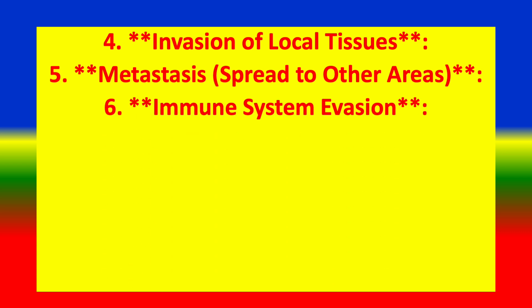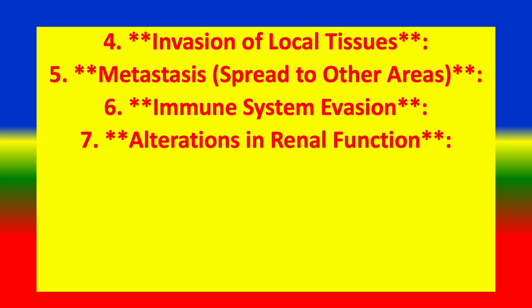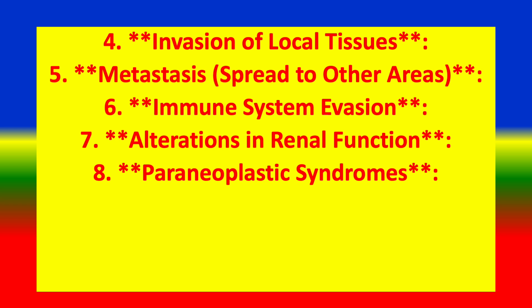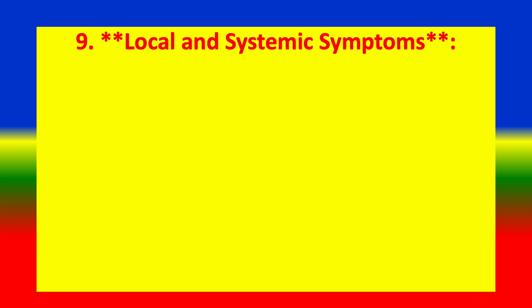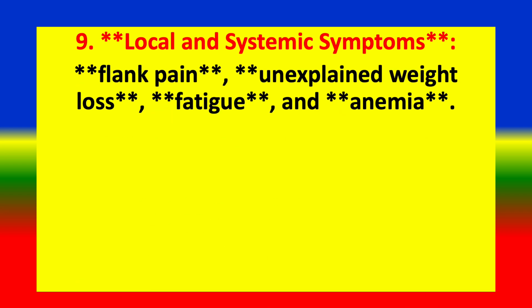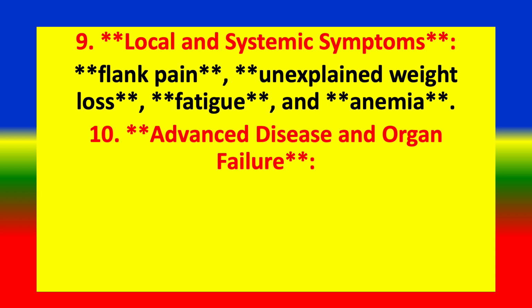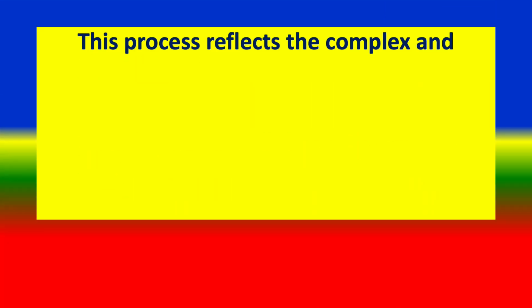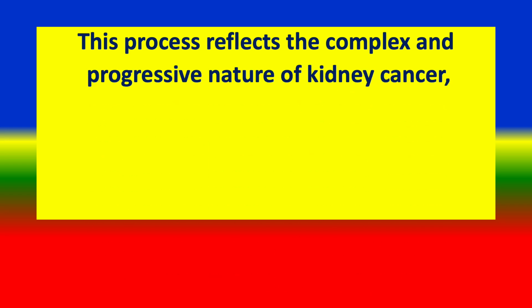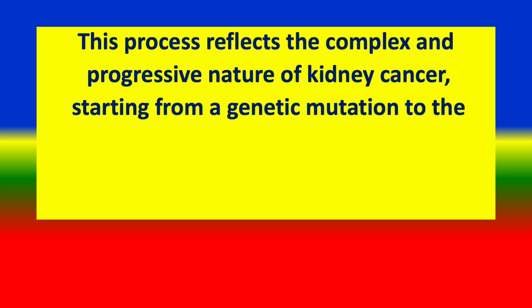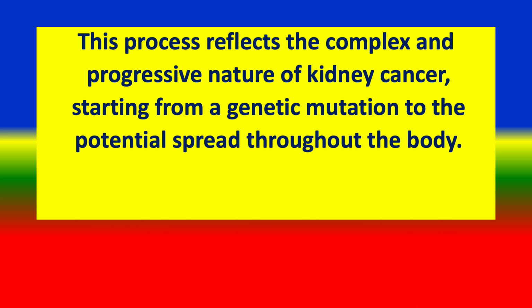6. Immune system evasion. 7. Alterations in renal function. 8. Paraneoplastic syndromes. 9. Local and systemic symptoms: flank pain, unexplained weight loss, fatigue and anemia. 10. Advanced disease and organ failure. This process reflects the complex and progressive nature of kidney cancer, starting from genetic mutation to the potential spread throughout the body.